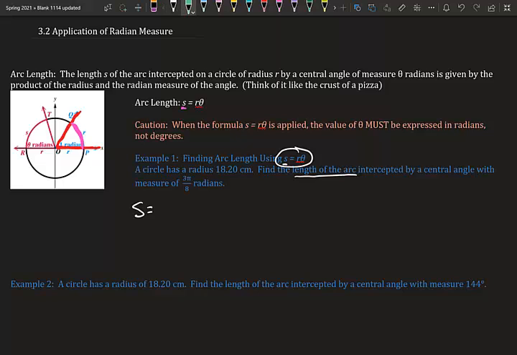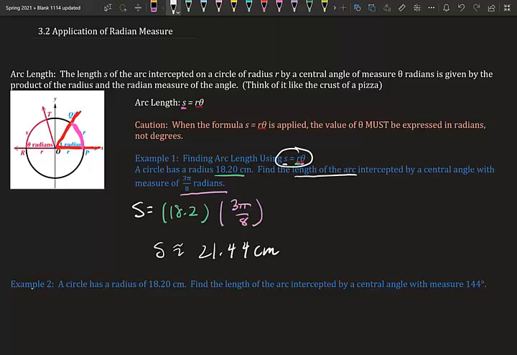So we have our radius, which is 18.20. We can just put 18.2. And then we need to find our theta. So our theta must be in radians, and it is in radians, so we're good. Even if it didn't say this, we still know it's radians because of the pi. So we have 3 pi over 8. We just plug it into the calculator, and we get s is approximately 21.44 centimeters. We do 4 significant digits because this is 4 significant digits. Remember, when there's a decimal, we count the 0.